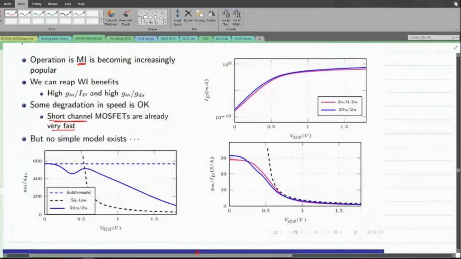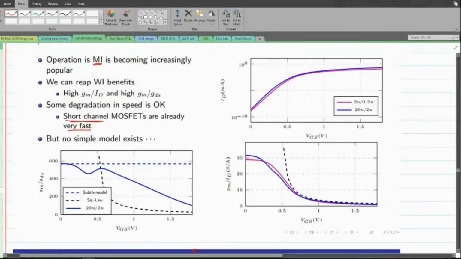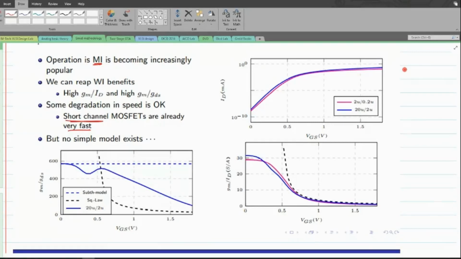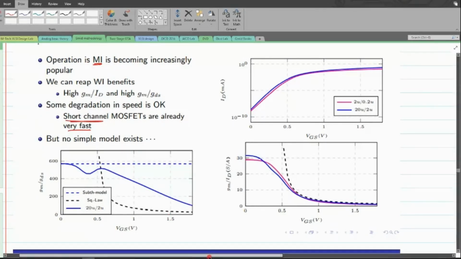Because I have spoken about the current equation that can be applied in the stronger inversion as well as in the weaker inversion, because in the weaker inversion we know it is exponentially related to our VGS, whereas in the stronger inversion we know it is quadratically related to our VGS. These are the two things that we know. But what about the current that exists in the moderate inversion? That we will just see.